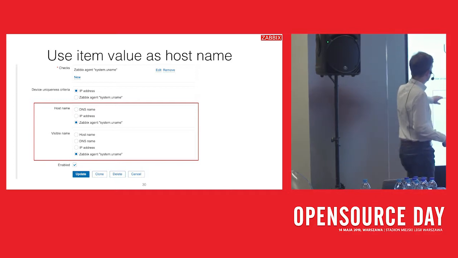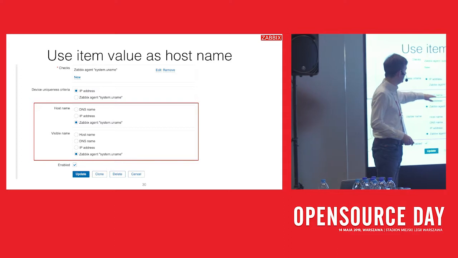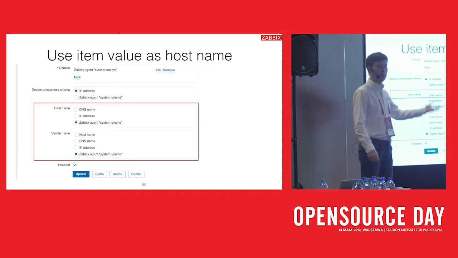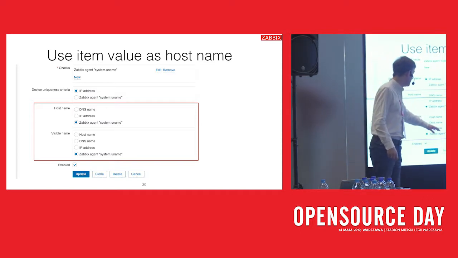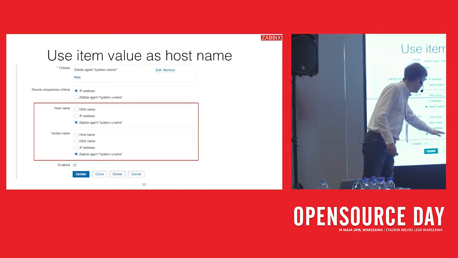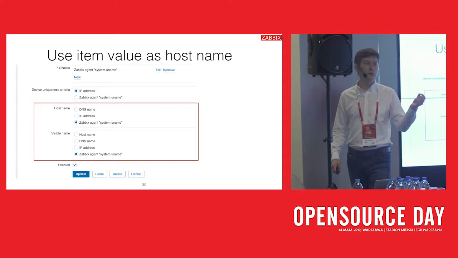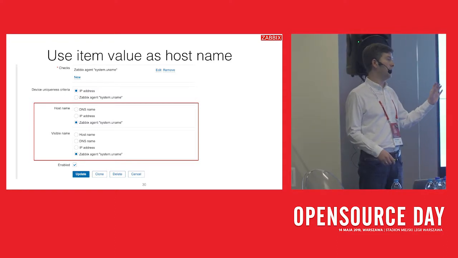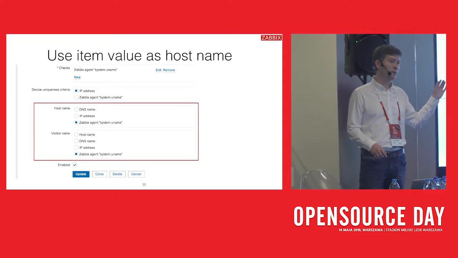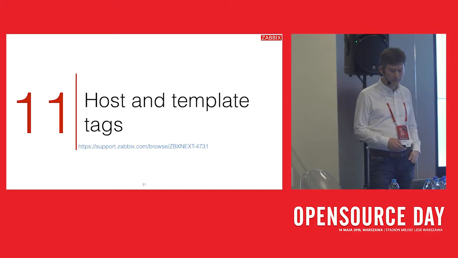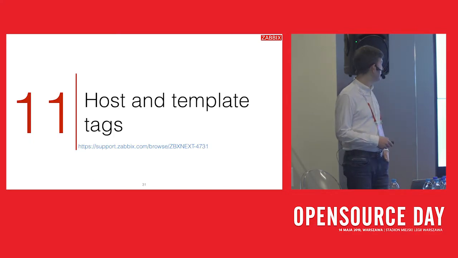You see, you have an option. Host name can be assigned from the DNS name, the IP address, or the received value, the system uname, and also the visible name of the device which we discovered. Host name, DNS name, IP address, or a value we received from Zabbix agent. It's also useful for SNMP monitoring when we have the sysDescr field, so we can name our host automatically. Host and template tags, another very nice feature.